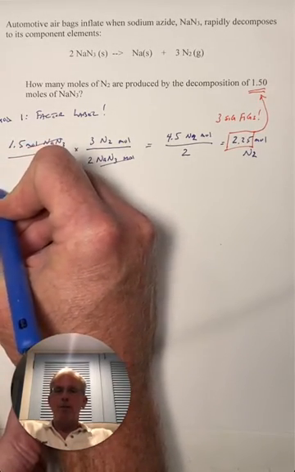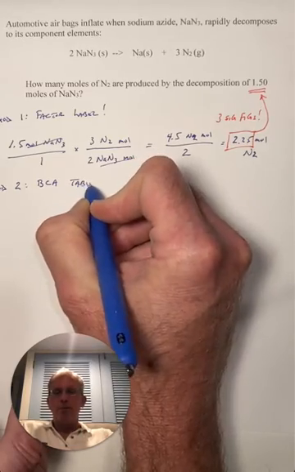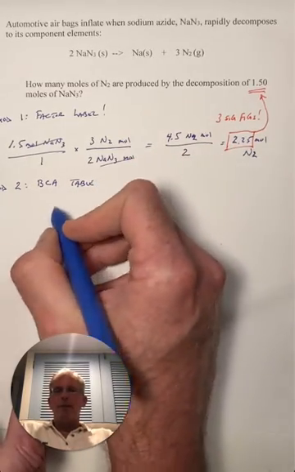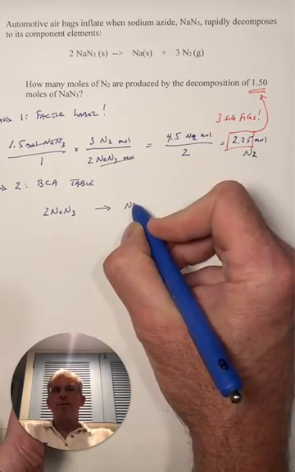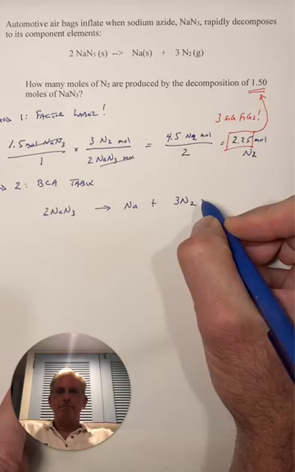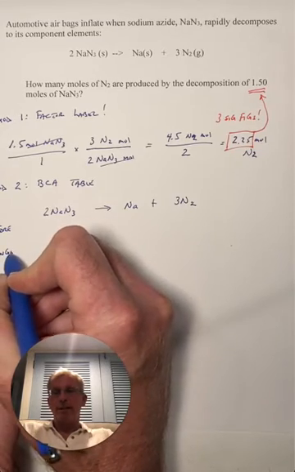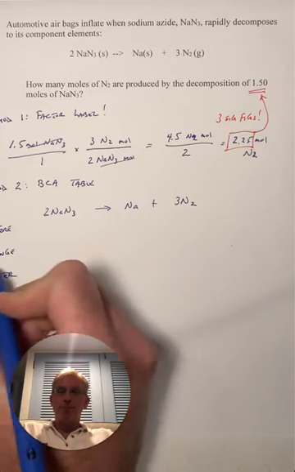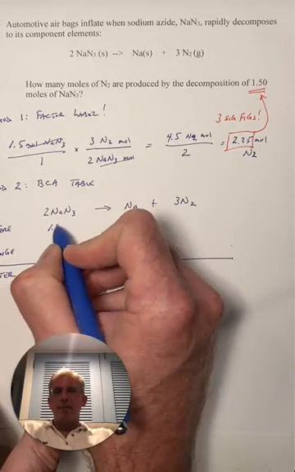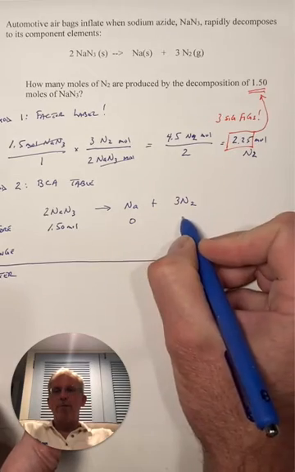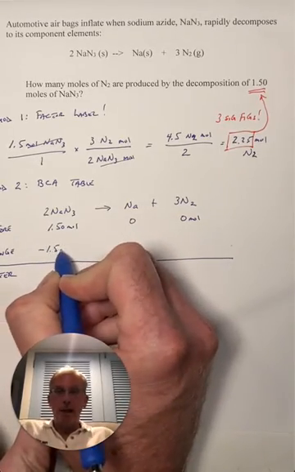Okay, let's go to method 2. Again, got cut off there. Method 2 is called a before, change, and after table, or a BCA table. And you set this up by writing out the chemical equation, and then on the left-hand side, you're going to write before, change, and after. And of course, it's going to get cut off because I'm a newbie. I put a line between the change and the after, and then I'm going to fill in what I know. I started off with 1.5 moles of sodium azide, and I have no moles of sodium and no moles of nitrogen because this is before anything occurred.